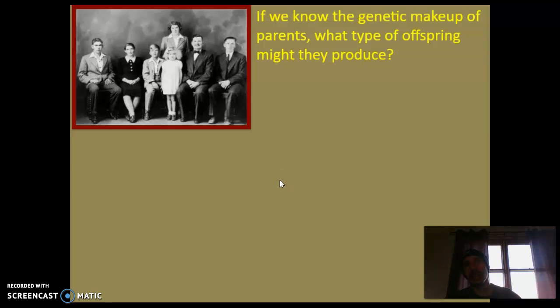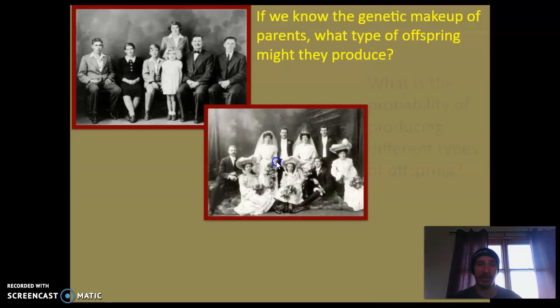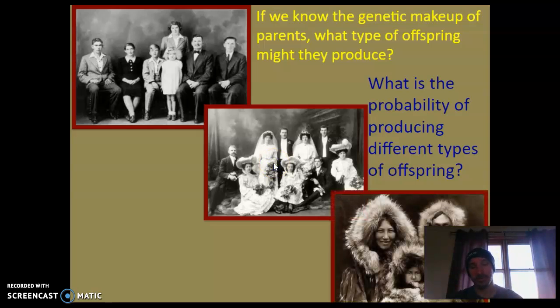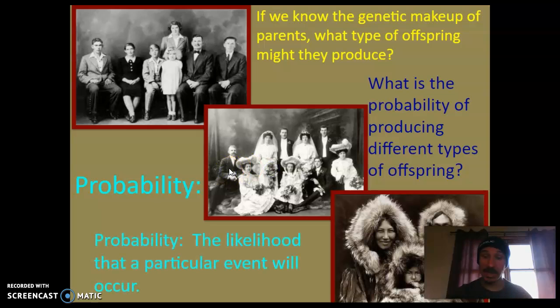So, if we know the genetic makeup of the parents, can we always predict what they might produce as offspring? Or even better yet, can we predict the probability that they'll have a particular offspring? And probability plays a big part in genetics, right? Probability is just the likelihood that a particular event is going to occur.